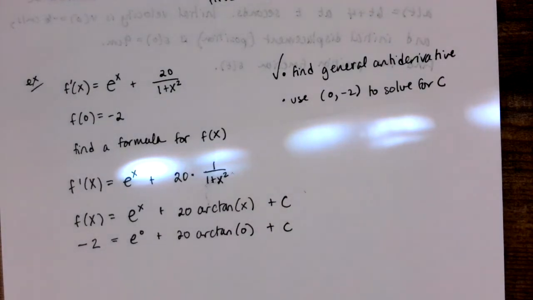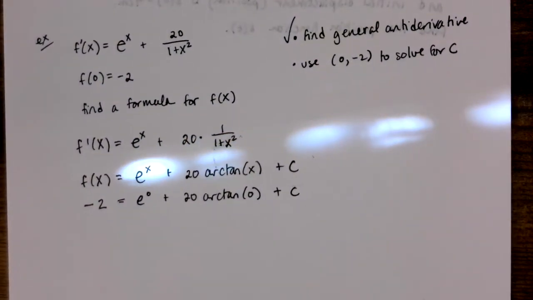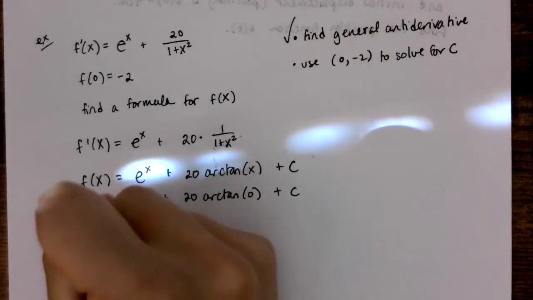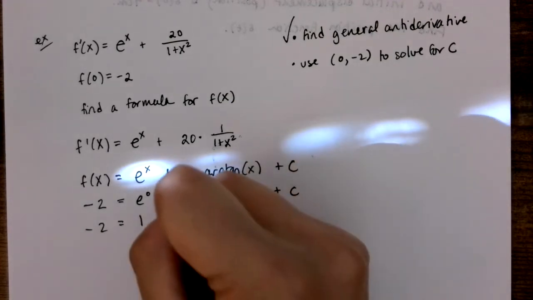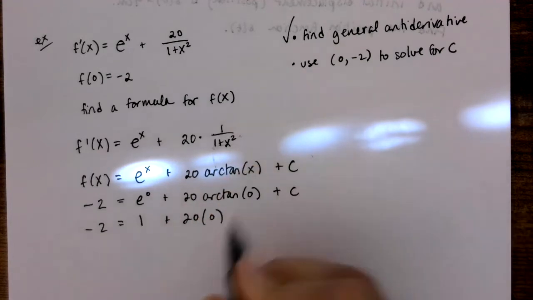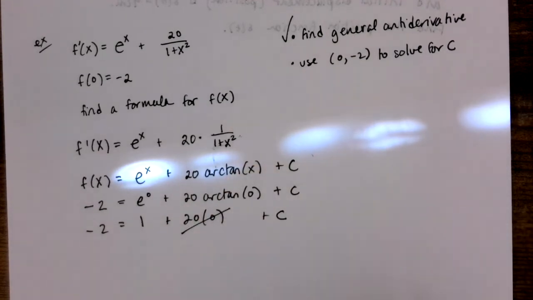And c is the only unknown here, so we can solve for it. e to the 0 is 1. The arctan of 0 is saying what angle has a tangent of 0, and that'll come out to 0 because that's where the sine is 0. So we have 20 times 0, which is just 0. If I subtract 1 from both sides, I get that c is -3.